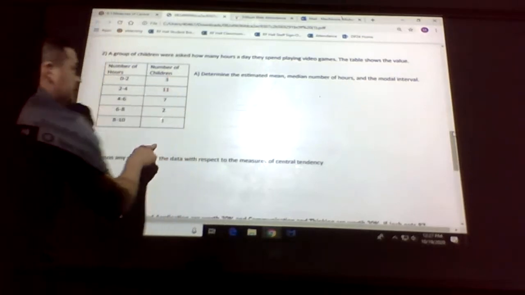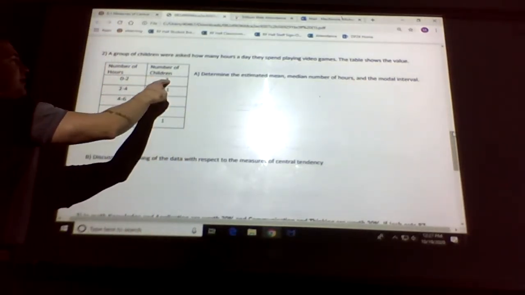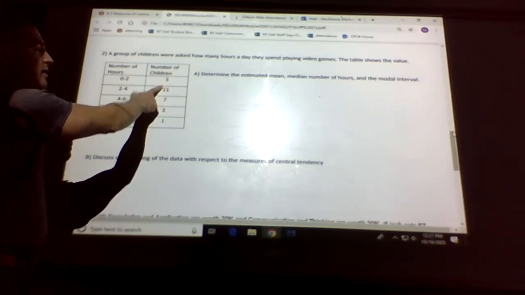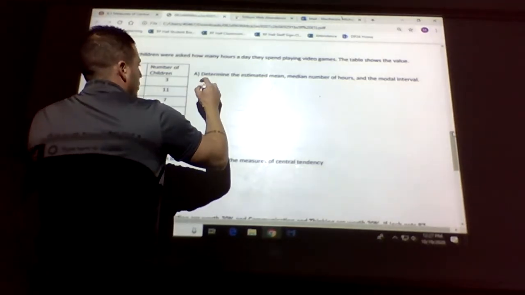Okay, so this is the frequency. The number of children that fall into this category is 3, so the frequency is 3. Then 11, 7, 2, and 1. So we have a frequency here.